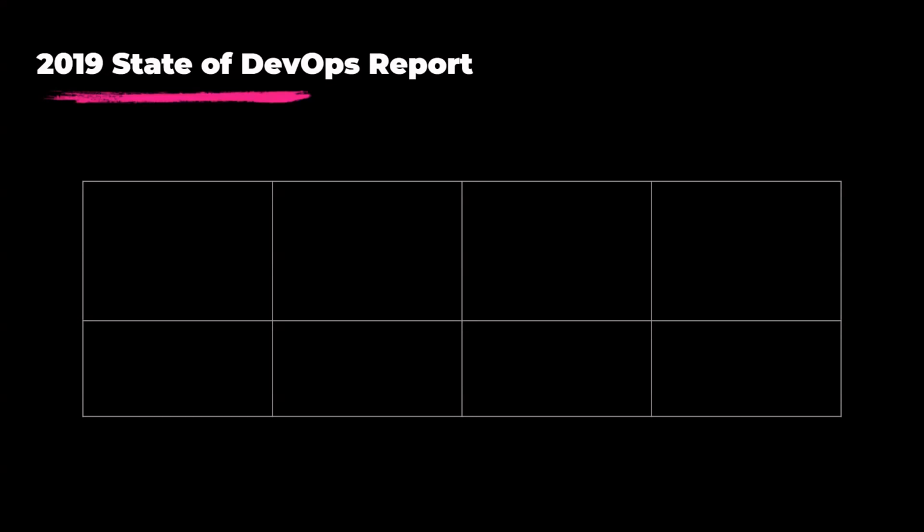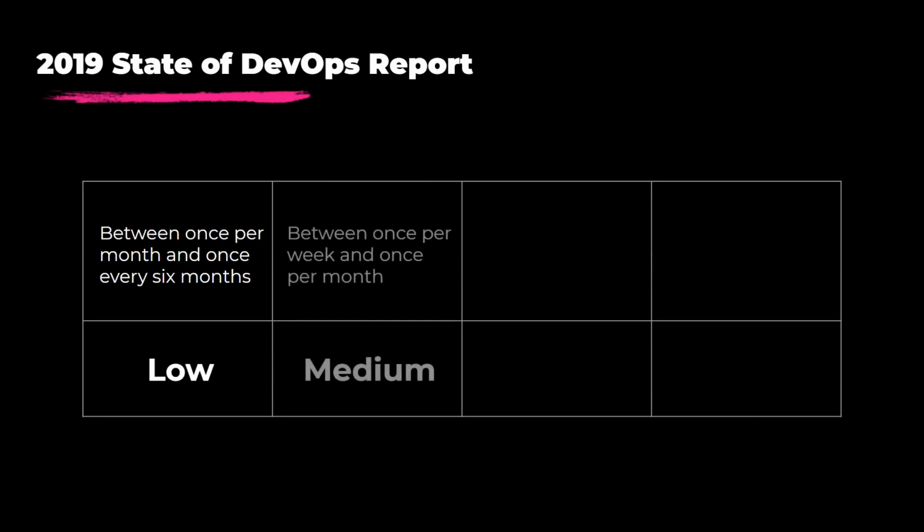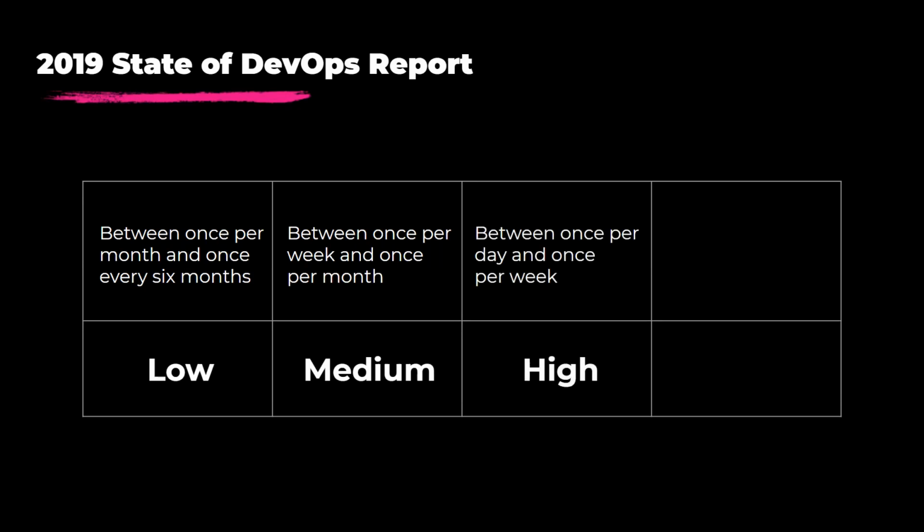Now, in the 2019 State of DevOps report, several companies were surveyed, and the companies that were considered low performers deployed between once a month and once every 6 months. Medium performers were between once a week and once a month. High performers are between once a day and once a week. And the elite companies are on demand, deploying multiple times per day.